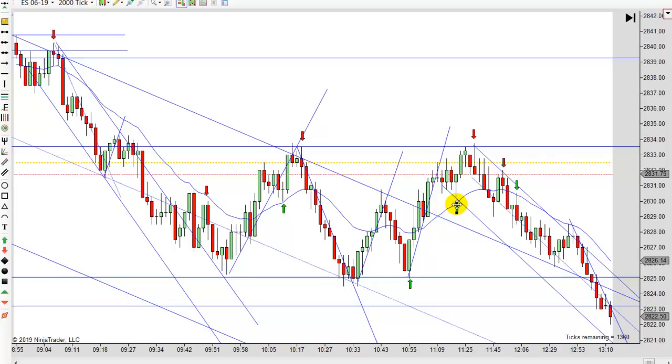It is a failed second entry short. You got a new swing low there. First entry, second entry. It's a lot of sideways action there, and it is right into resistance. So I'm a little hesitant of it.